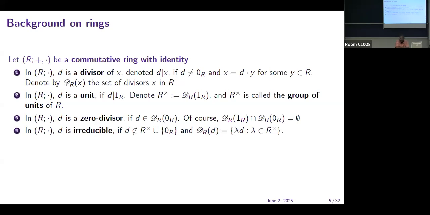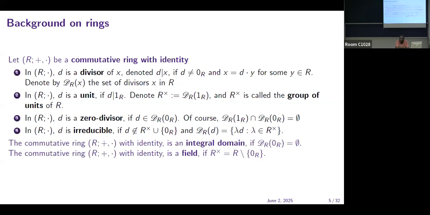We say that d is irreducible in the ring if d is not 0, d is not a unit, and the divisors of d are only the units and lambda d, where lambda is a unit. We have two kinds of rings. First, an integral domain: a ring is an integral domain if it has no zero divisors. And a ring is a field if any non-zero element is a unit.